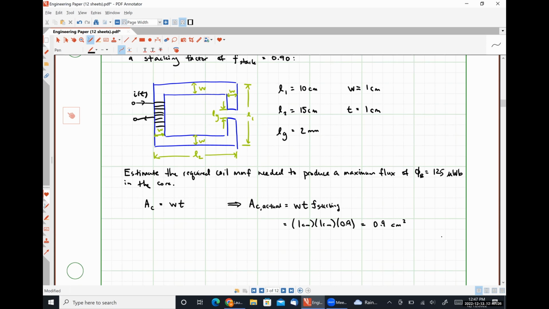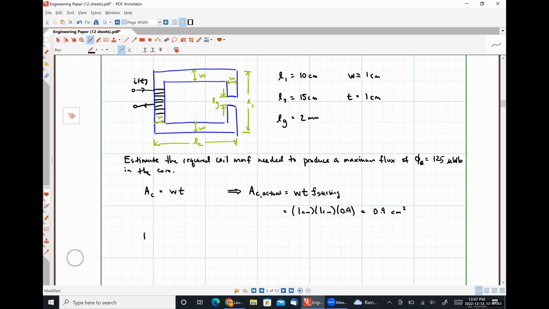So now let's talk about how we're going to utilize this table, okay? So our table has flux density B on the vertical axis and magnetizing intensity H on the horizontal axis, okay? We were told a specific amount of magnetic flux, phi B, 125 microwebers, okay? So our actual value of the magnetic flux density in our core will be phi B, our flux, divided by AC actual.